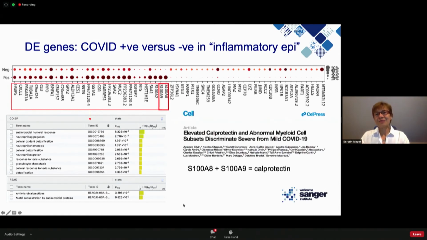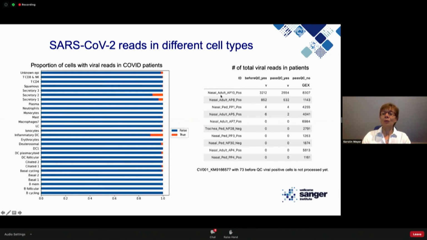And then actually last week in Cell, there was a very nice paper that showed that calprotectin is a biomarker that can discriminate severe from mild COVID disease. And the protein calprotectin is a dimer of S100A8 and S100A9 that is one of these upregulated proteins. And of course, these are also very classical inflammatory markers that are often expressed in many cell types, macrophages, for example, which is why we call this an inflammatory epithelial cell type. We were also able to use this data set to look at viral reads.